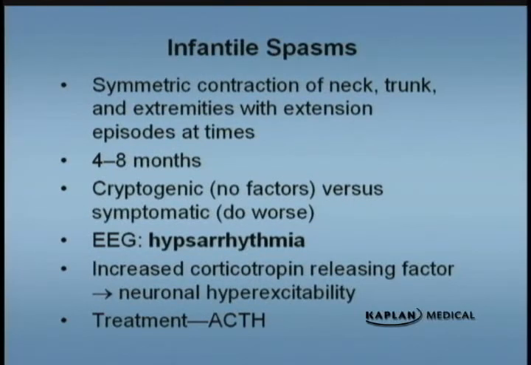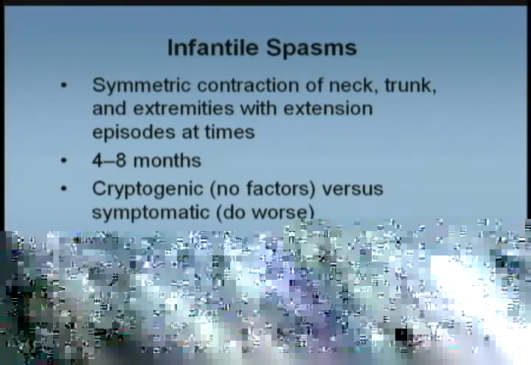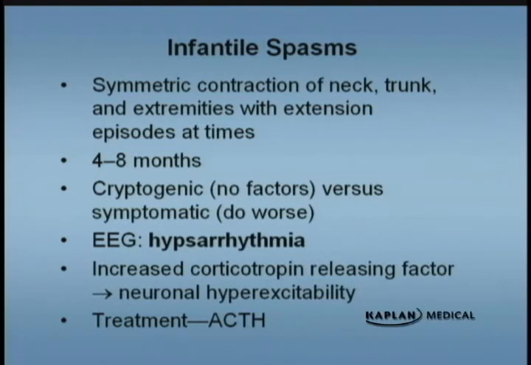This is a common one to get asked, the infantile spasms. These babies will present, and it looks like a Moro response. They will have these contractions of the trunk and of the neck, and they can then extend the extremities, and they can have multiple episodes in a day, hundreds of them at times. They look like the Moro or the startle response, except there's not a stimulus for it. Usually at around 4 to 8 months of age, and look for the characteristic EEG.